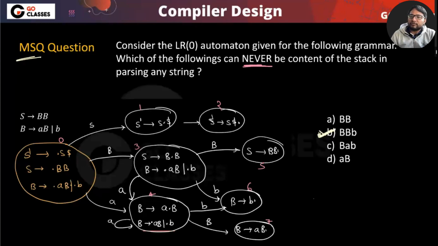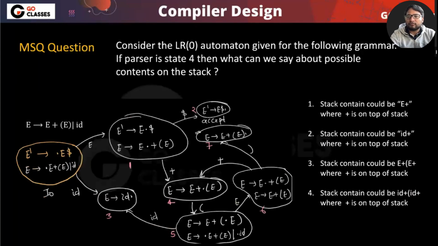Now, can you solve these kind of questions? Can you confidently solve these kind of questions? Can you solve this question now? Consider this LR0 automaton for the grammar. If the parser is in state 4, then what can you say about the possible content of the stack? The possible contents, can you tell me?